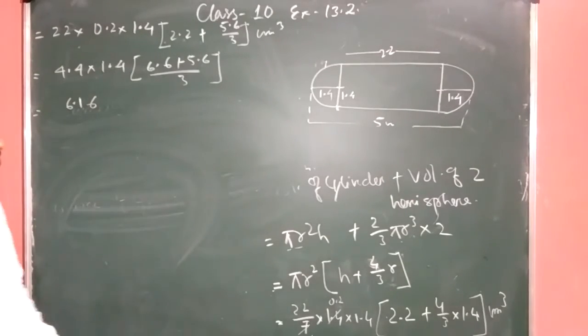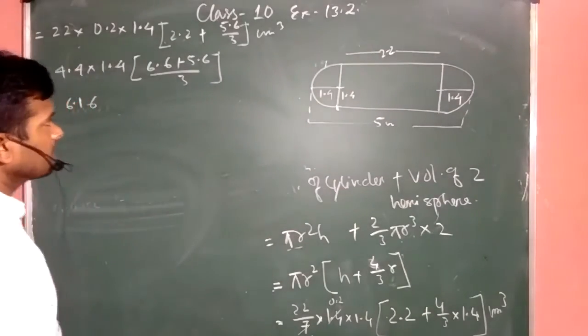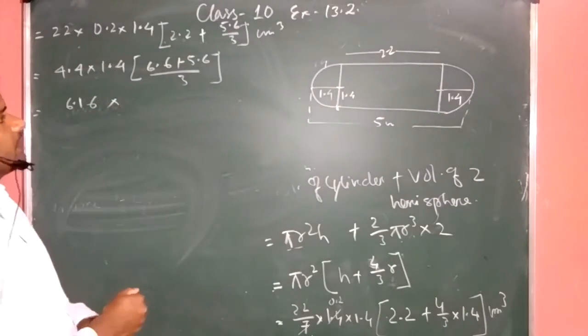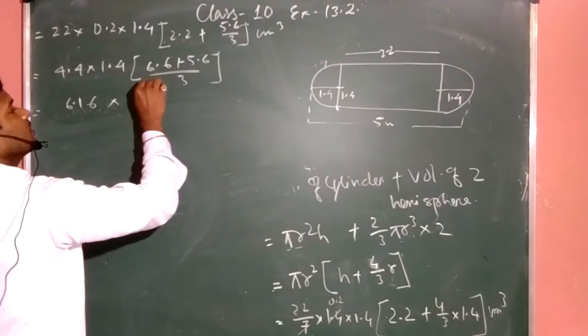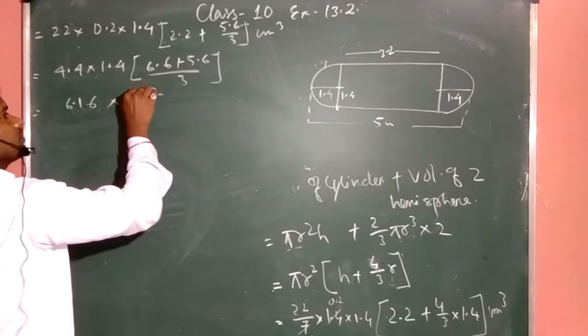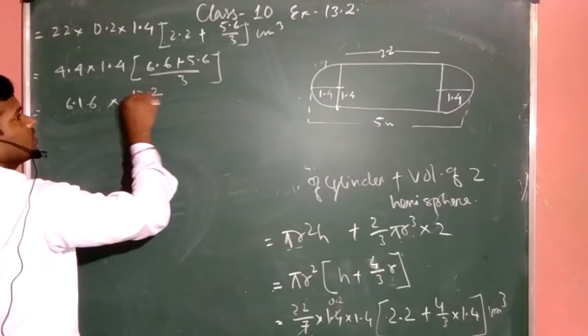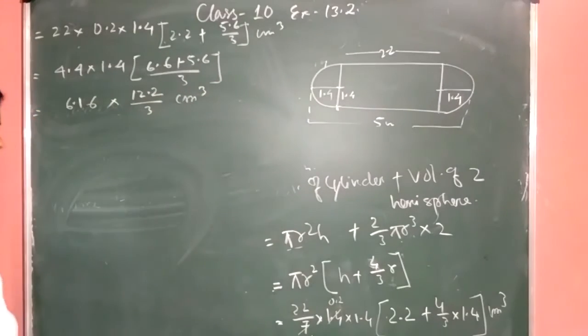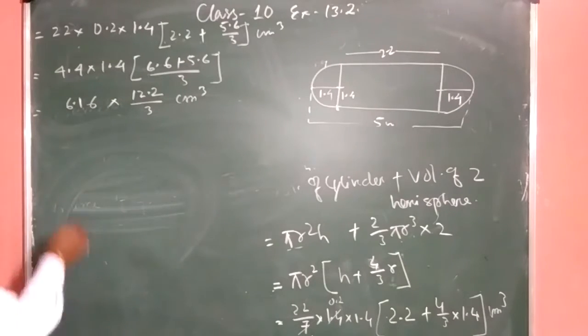Now when we do it from here, we will get 6.6. We have 6.6 plus 6 plus 6 is 12, and 6 plus 5 is 11, and 1 again 12. So one digit, that means 12.2 by 3 centimeter cube. Now it is centimeter cube. Now we will multiply these two.